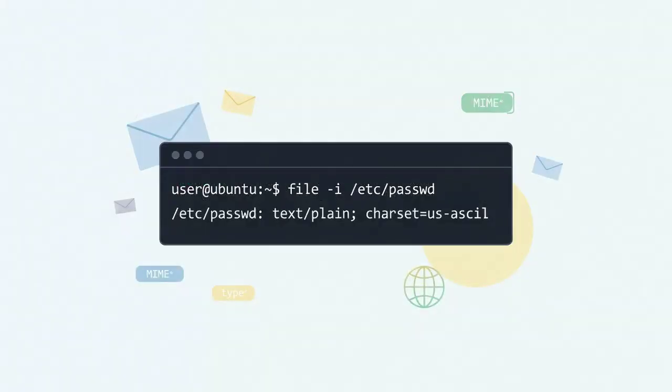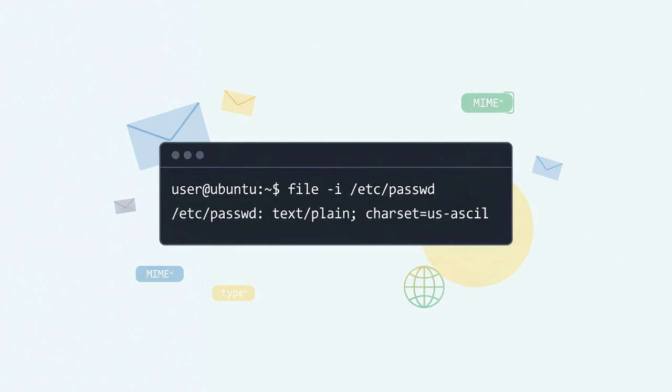Now we try file -i /etc/passwd. The -i flag adds a MIME type to the output, giving you text/plain, charset equals us-ascii. This is incredibly useful when you're scripting file handling, and need to pick the right MIME category for HTTP uploads or email attachments.